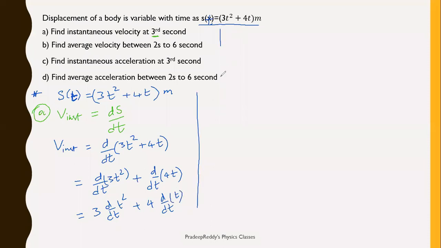Now v instantaneous is equal to 3 into, this is in the form of d by dx of x power n, which is n into x power n minus 1. So this gives you 3 into 2 t power 2 minus 1, plus 4. What is dt by dt? It is 1. Therefore, v instantaneous is equal to 6t plus 4, and the unit for this will be meter per second.